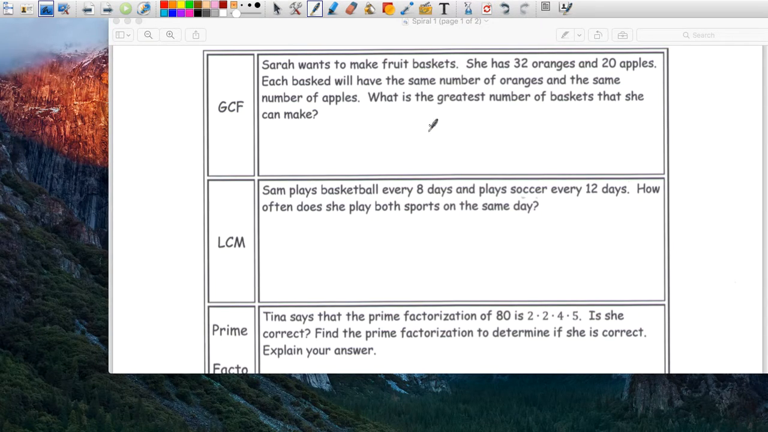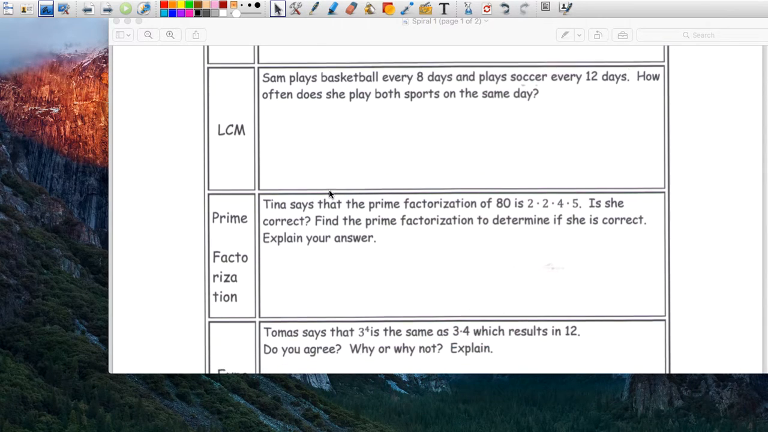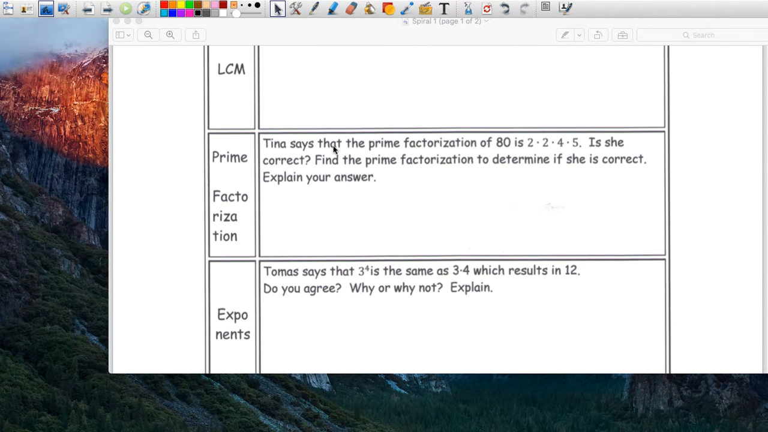Okay, here we go. Let's see if I can load the screen. Tina says the prime factorization of 80 is 2 times 2 times 4 times 5. Is she correct? Well, let's do this. Remember prime factorization?